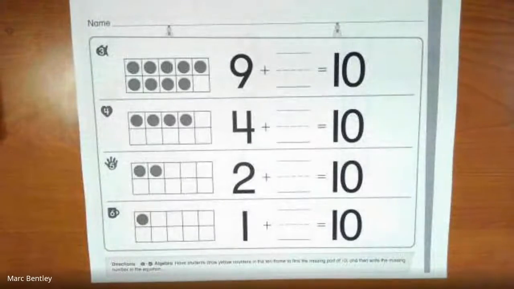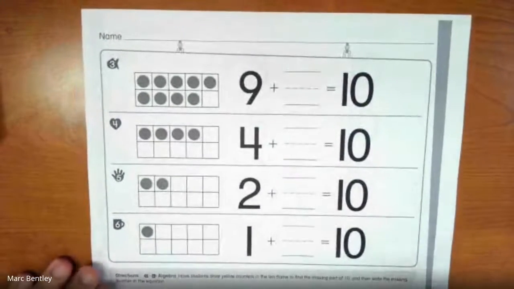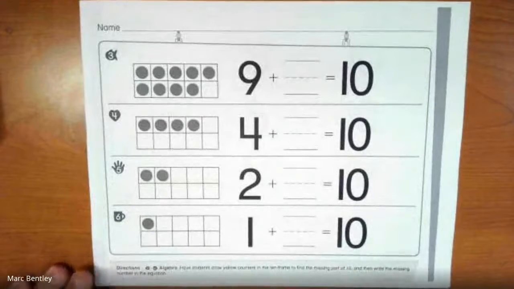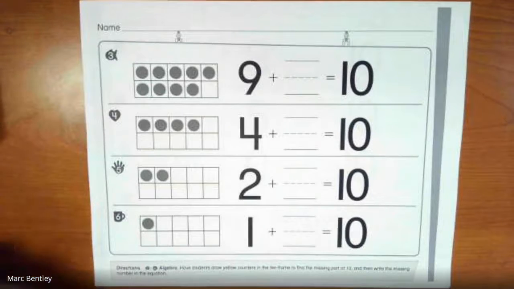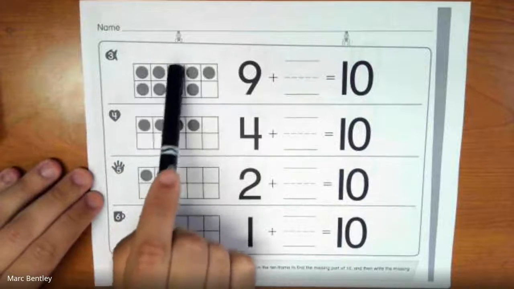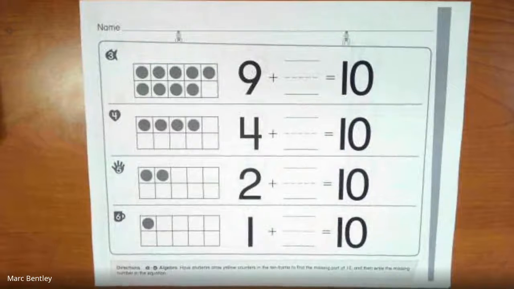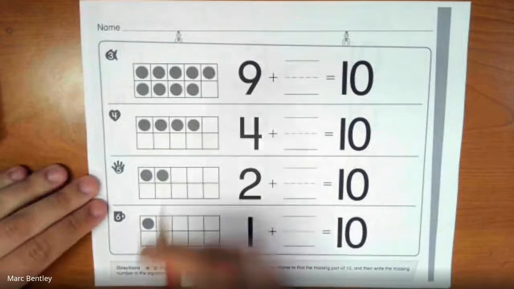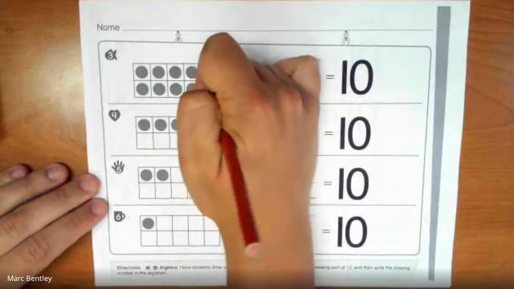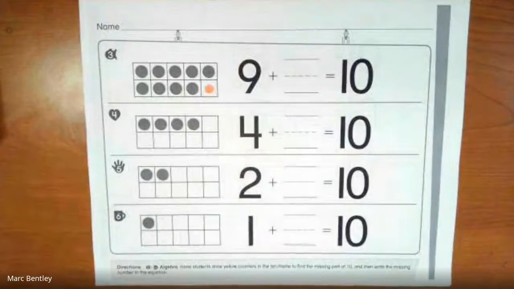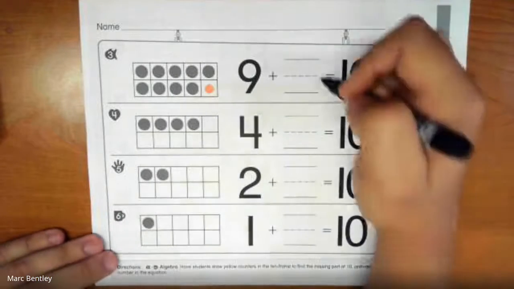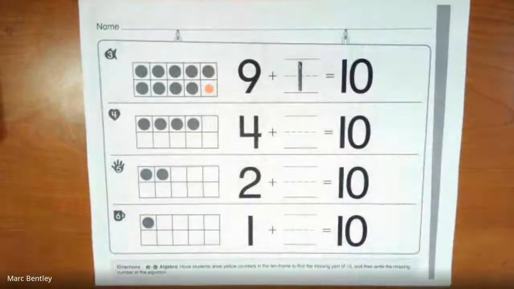Okay, I'm going to turn over the page. Up to the top. So in this one, I am starting with 9 counters already in here. 1, 2, 3, 4, 5, 6, 7, 8, 9. So in my 10 frame, I only need 1 more counter to make 10. So I can write that 9 plus 1 equals 10.